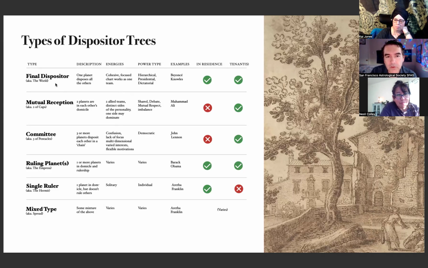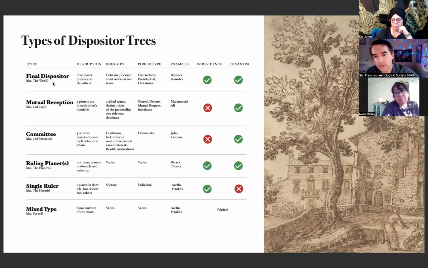The first one we're going to start out with is maybe the simplest one. It's called the final dispositor, sort of like the main boss in the video game. This is one planet that is disposing all of the other planets in the chart. So let's use the same symbolism and metaphors that we use for everything else in astrology: cohesion. It's a focused chart. It has one manager that's running the whole thing. There's no confusion. It's just one planet ruling these.